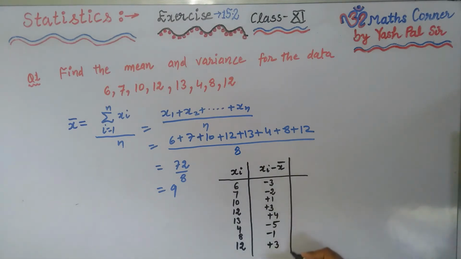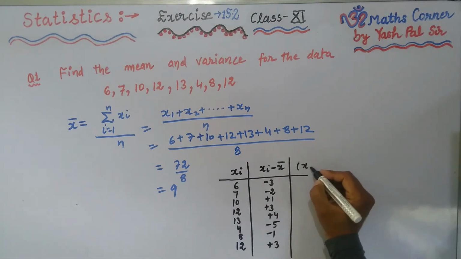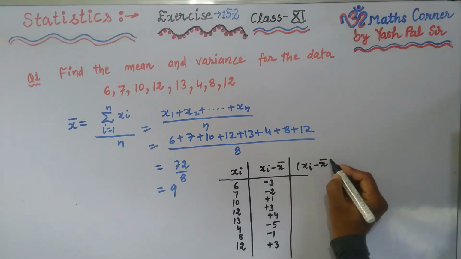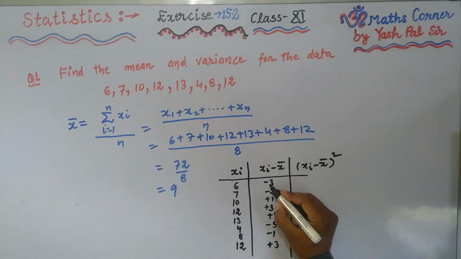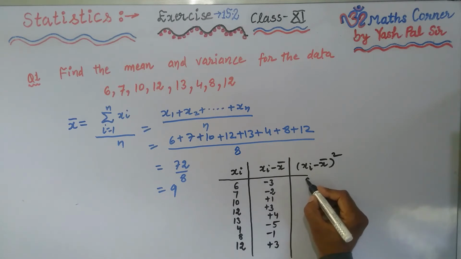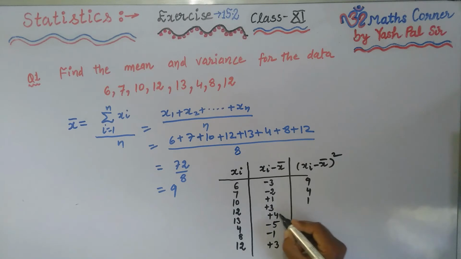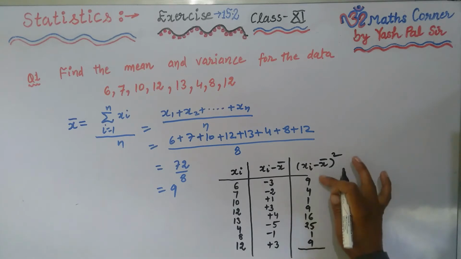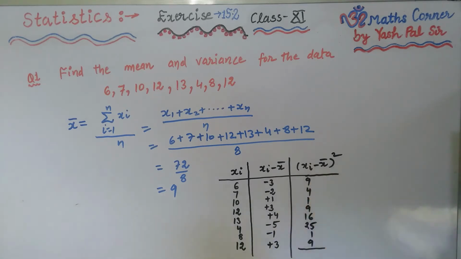In the next column, we take the square, xi minus x bar, its whole square. Minus 3 whole square is plus 9, minus 2 whole square is 4, 1 whole square is 1, 3 square is 9, 4 square is 16, 5 square is 25, 1 square is 1, 3 square is 9. Now we find the sum of this last column. The sum is 74.